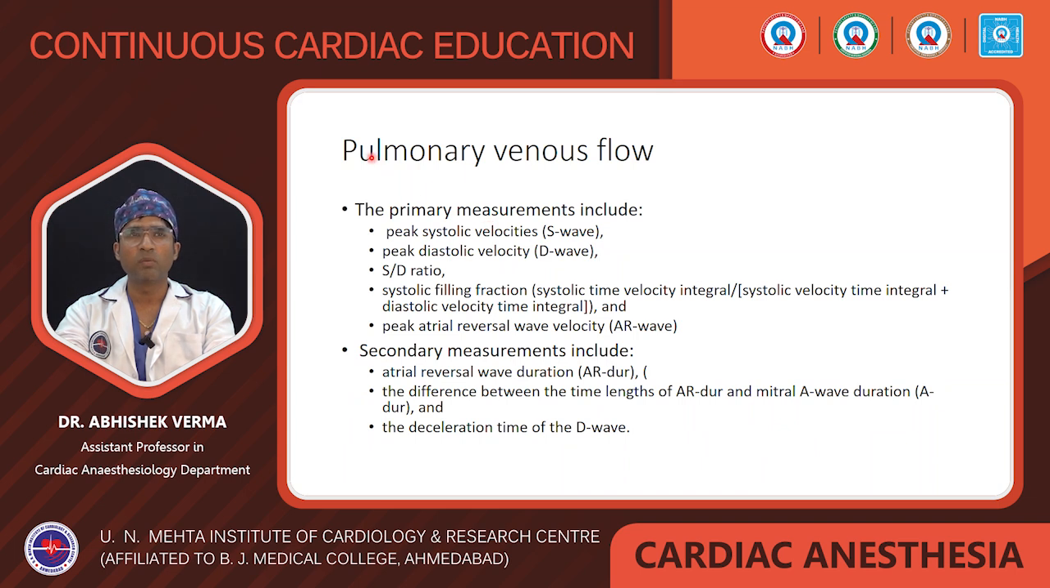Next is pulmonary venous flow, which, as shown in the pathophysiology, has S wave and D wave present during the whole cardiac cycle. The D wave is actually in the diastolic phase. We take the peak systolic wave velocity S wave and the D wave, and we calculate the S to D ratio. These are the primary measurements. The secondary measurements are the atrial reversal wave duration, the difference between the AR duration and the mitral A wave duration, and the distribution of the D wave.